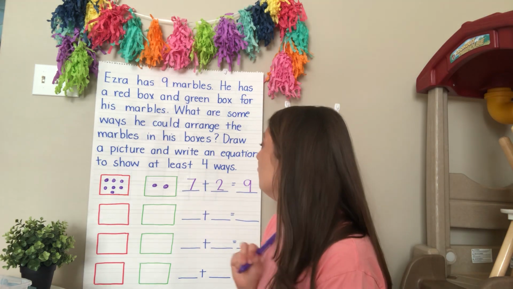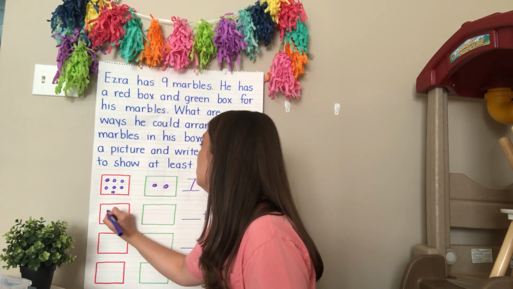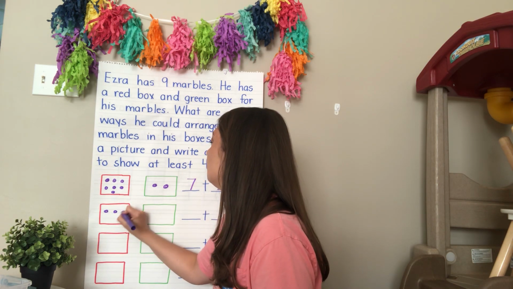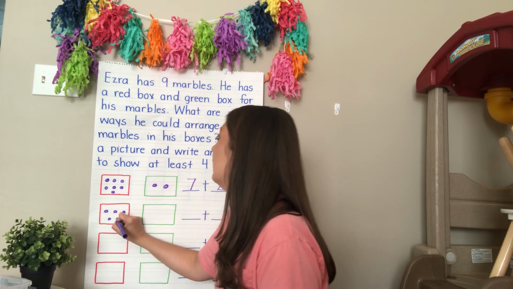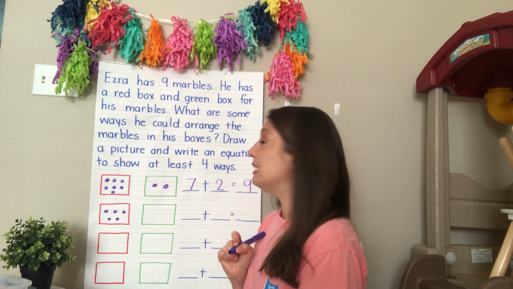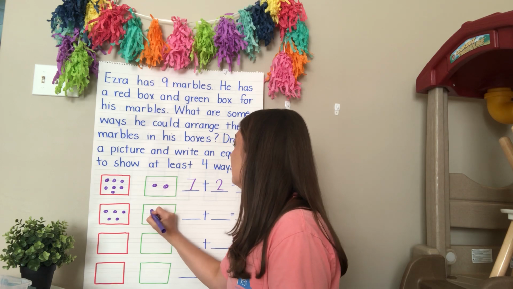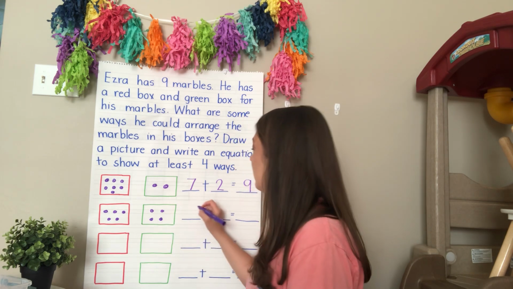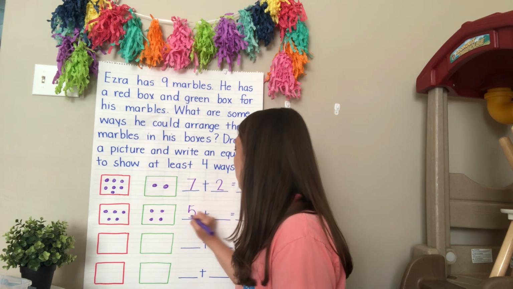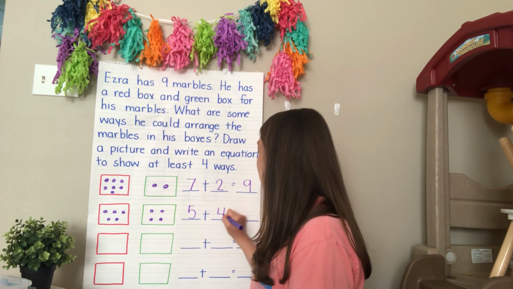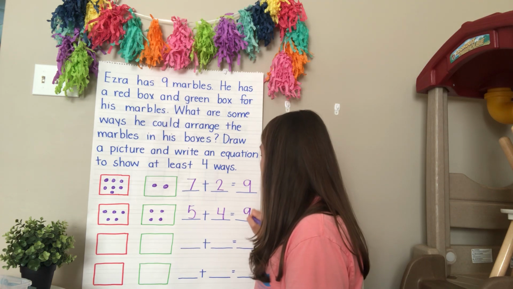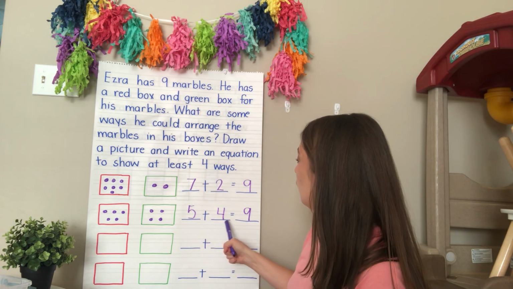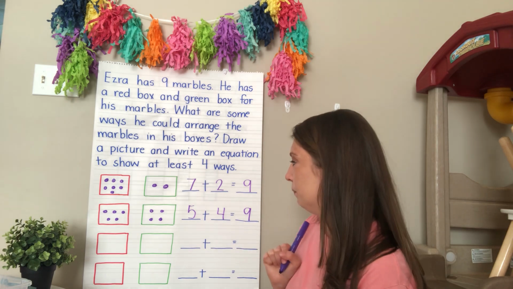Okay, another way that he could store his marbles would be to have 5 in one box. Okay, and then we're going to count on to 9. So there's 5, 6, 7, 8, 9. So he would have 5 in one box and 4 in the other box and 9 all together. So our equation would be 5 plus 4 equals 9.